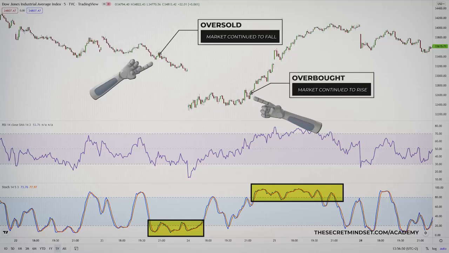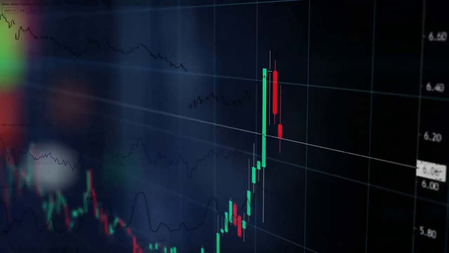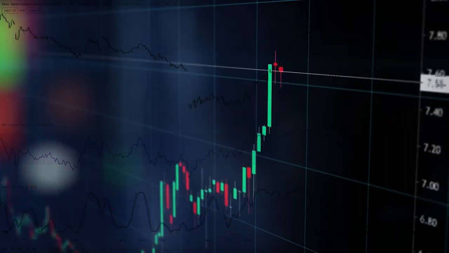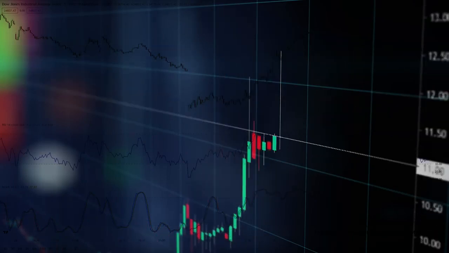This is very common with bounded oscillators, indicators that have upper and lower value limits. Many technical indicators go up and down frequently, even if the price is continuing to move higher. They were designed to work that way. In reality, they are meant to be used when a market is moving sideways, not when it's trending. My point is, right now, if you open your trading platform because of a current strong rally, there are lots of markets out there that are in overbought territory.